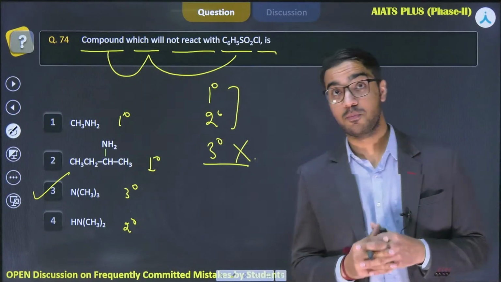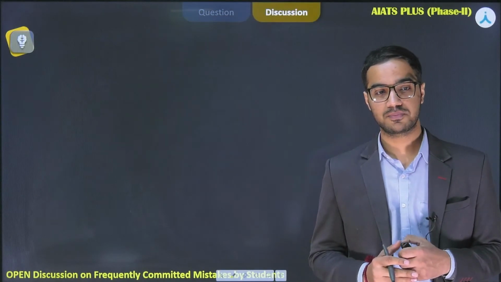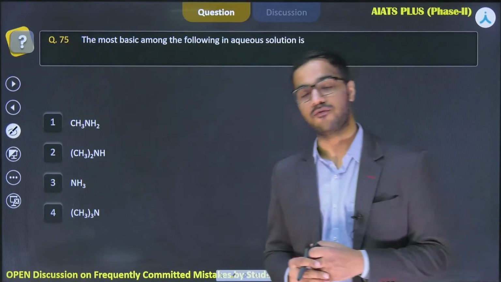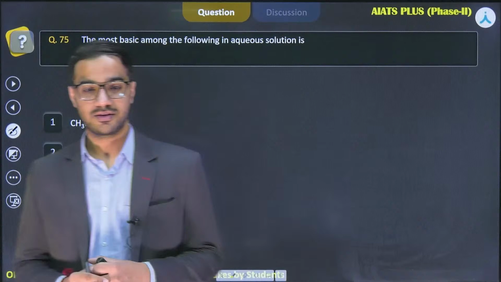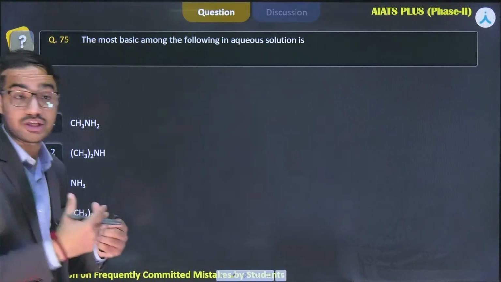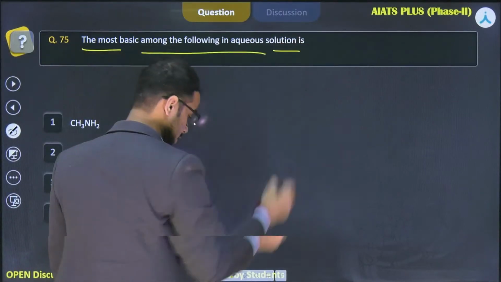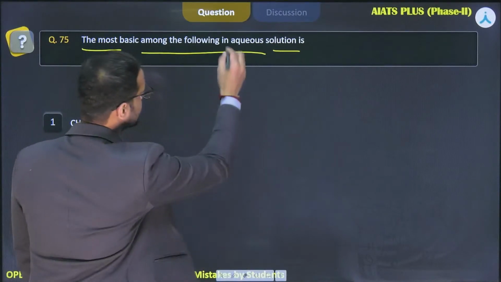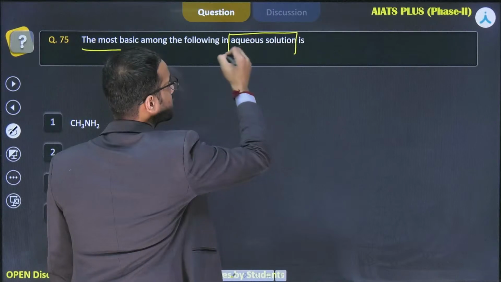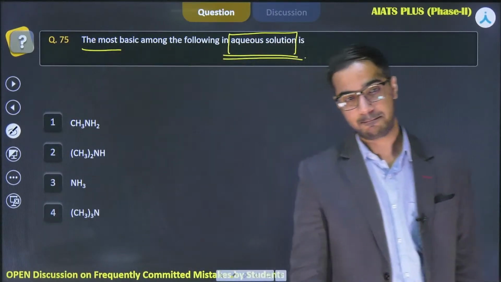Okay, let us move to the next conceptual part of this paper. Question number 75 suggests: the most basic among the following in aqueous solution. Please note this word. We are dealing in an aqueous solution. This is the catch of this question.